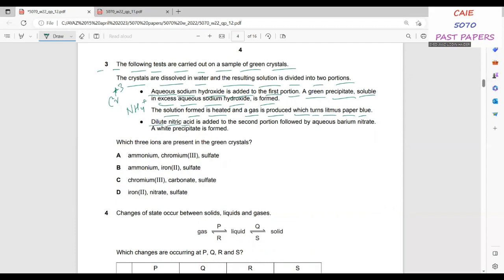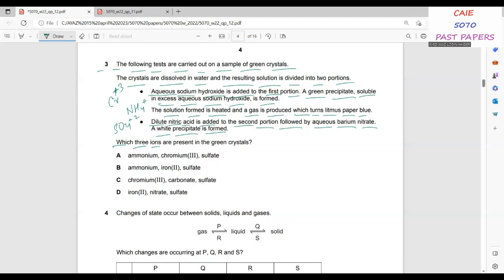Dilute nitric acid is added to the second portion, followed by aqueous barium nitrate. A white precipitate is formed. So we are adding nitric acid. Nitric acid is added to destroy any carbonate ion present in the solution. Barium nitrate is used to test for the sulfate ion. So it must contain the sulfate ion, SO4²⁻.